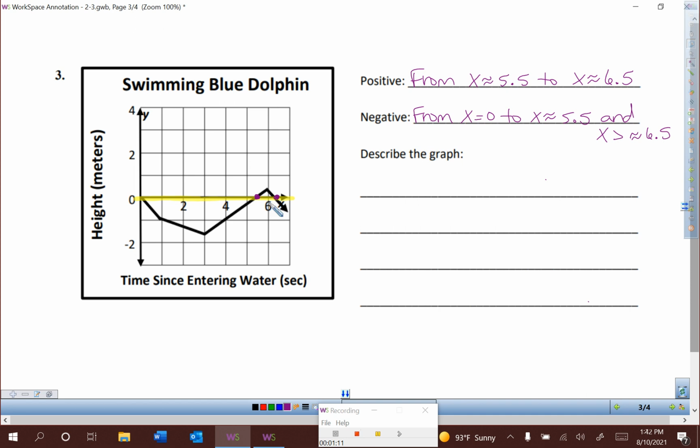Okay, so for describing your graph, again, this was kind of the swimming pattern of a blue dolphin. Started at the surface, dove down, came back up, jumped up in the air, and then dove back down again. Okay, so I'm going to say something about after the dolphin entered the water, he swam down about, we'll call that 1.5, about 1.5 meters, and then came back up. So I kind of have two pieces. After the dolphin entered the water, he swam down about 1.5 meters and then came back up. So that takes care of that chunk of my graph.